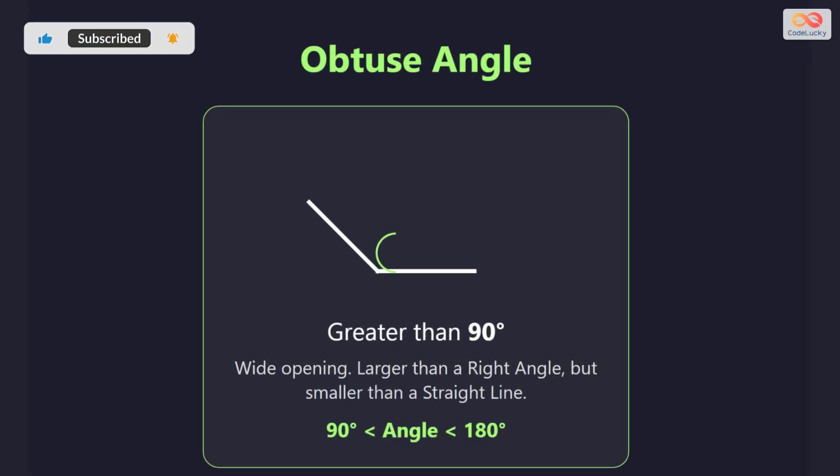Now let's look at the obtuse angle. An obtuse angle is greater than 90 degrees but less than 180 degrees. It has a wide opening, bigger than a right angle, but it is not quite a straight line yet.